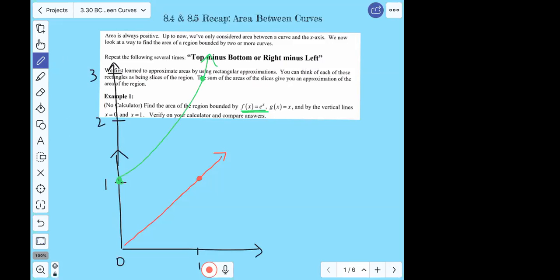Okay. And we're bounded by these vertical lines here. So we're bounded essentially by x equals 0, which is the y-axis, and by the line x equals 1. So 2 vertical lines here. This is the coordinate point 1, e, and this is the coordinate point 1, 1. If you guys have questions, please just ask them.